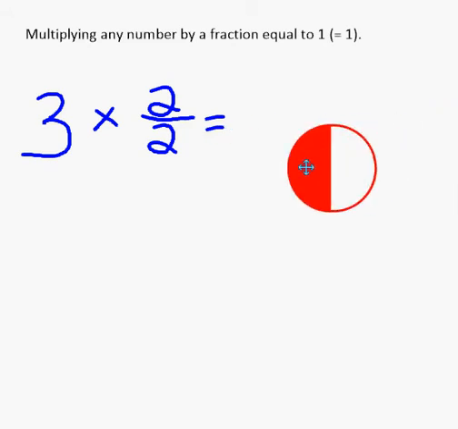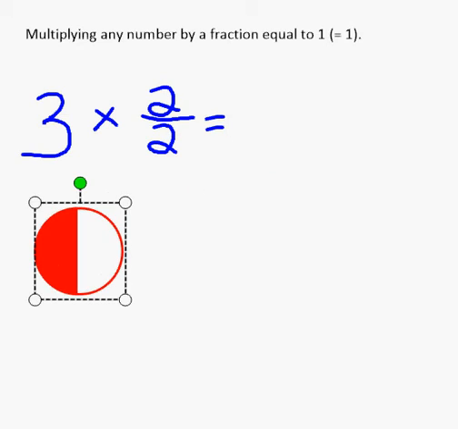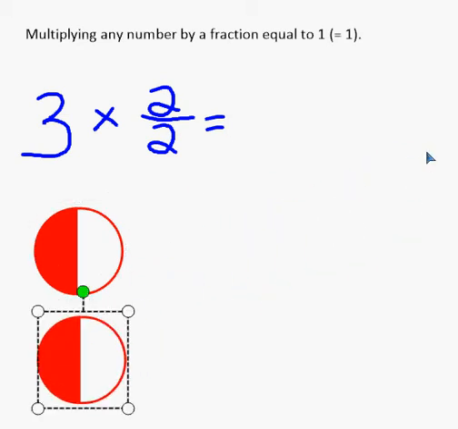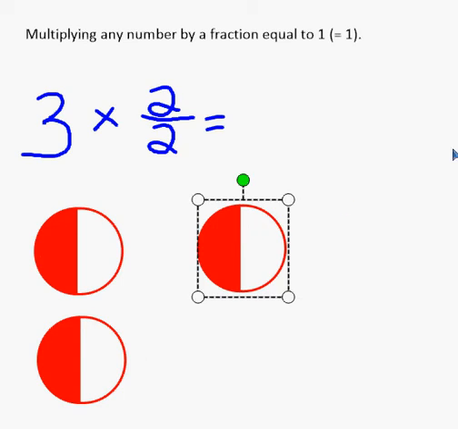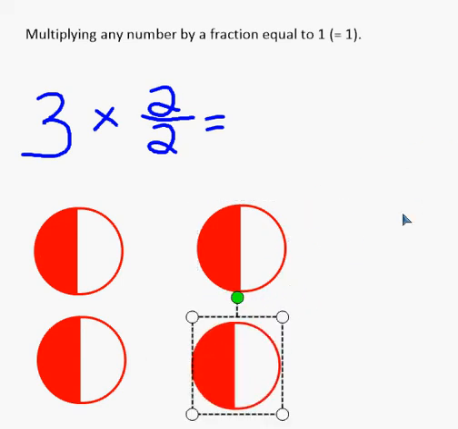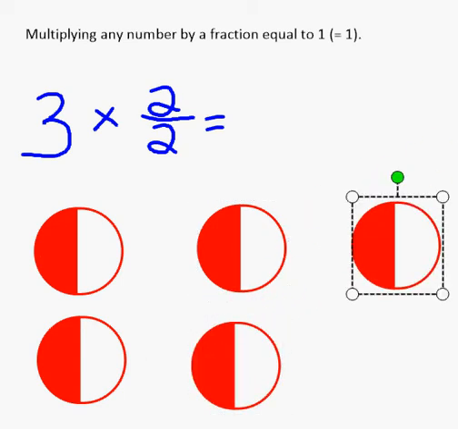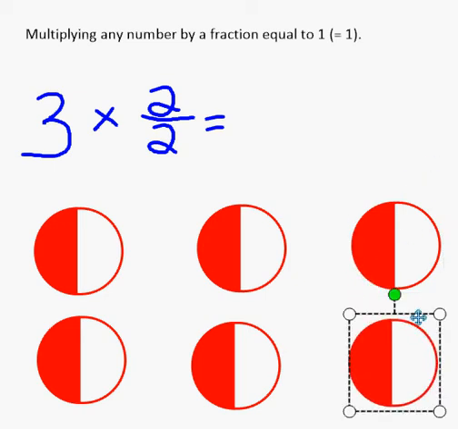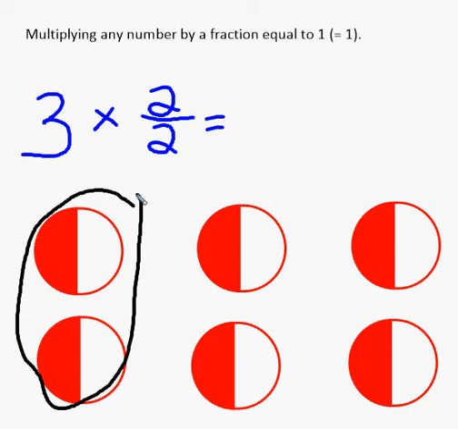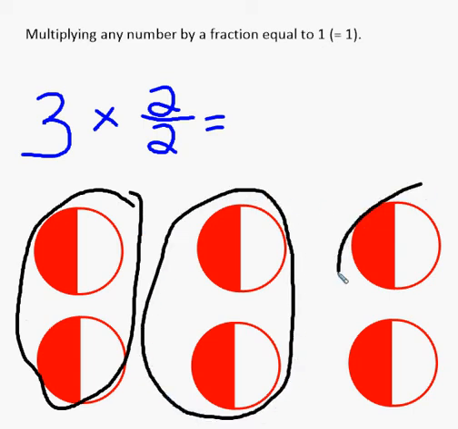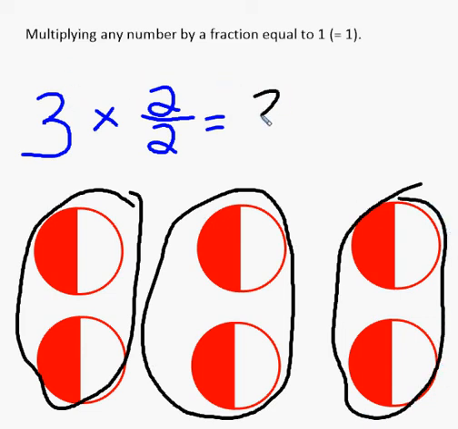I'm going to have 3 groups of 2 halves. Here's 1/2. Here's my second half. I have another group of 2 halves, and finally a third group of 2 halves. So now you'll be able to see that 3 times 2 halves, I can put some of these together to make whole. These 2 halves will equal 1 whole. These 2 halves would equal 1 whole. And my final 2 halves would equal 1 whole. 3 times 2 halves equals 3.